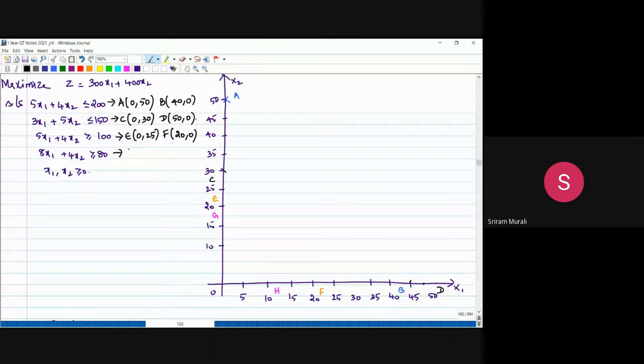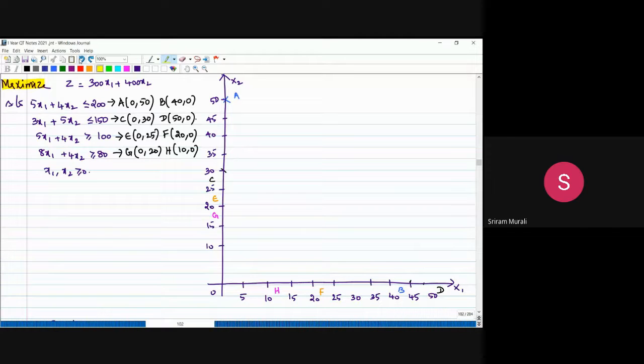What about this case? When x1 is 0, EF, this is G. 0, 20. H, 10, 0. You can use a graph sheet if you want. Being an online examination, you can use a graph sheet. Otherwise, if it is a normal examination, they will give you. So this is a usual maximization problem. No right hand side is negative. Hence, we shall start the problem.